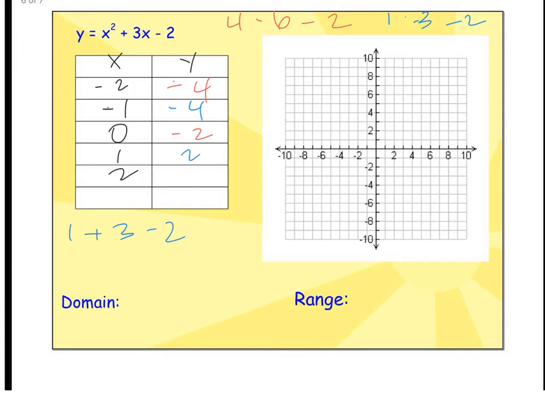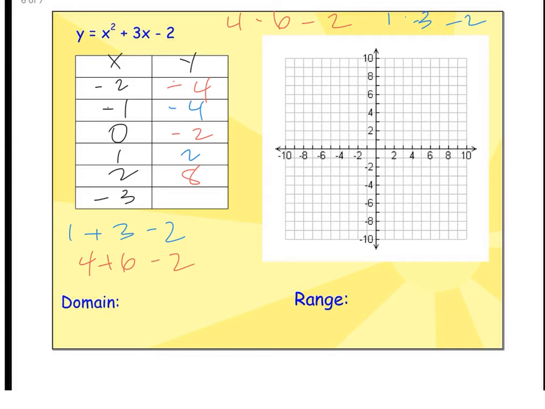And then for 2, I'm going to end up with 4 plus 6 minus 2, so that's going to give me 8. Some of you guys notice something interesting. You're like, wait, it's the same for -2 and -1. What that tells me is that my axis of symmetry is going somewhere between -2 and -1. So I'm going to add another value on the other side there. I'm going to put -3 just to see what I get.